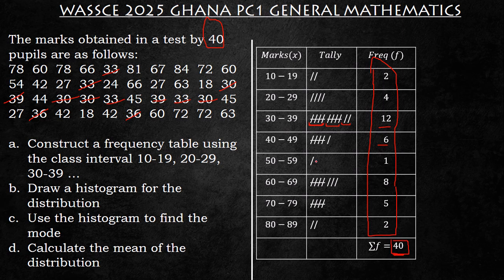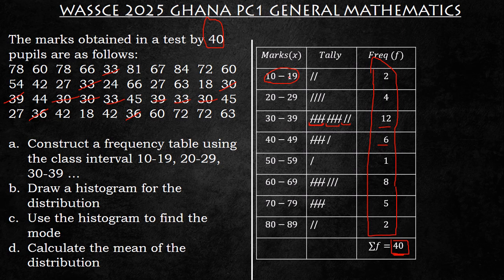So now we have a table. Now we are going to introduce the midpoint and the fx. The reason we need the midpoint is because we want to find the mean, and with the mean, we cannot use this interval to find it.